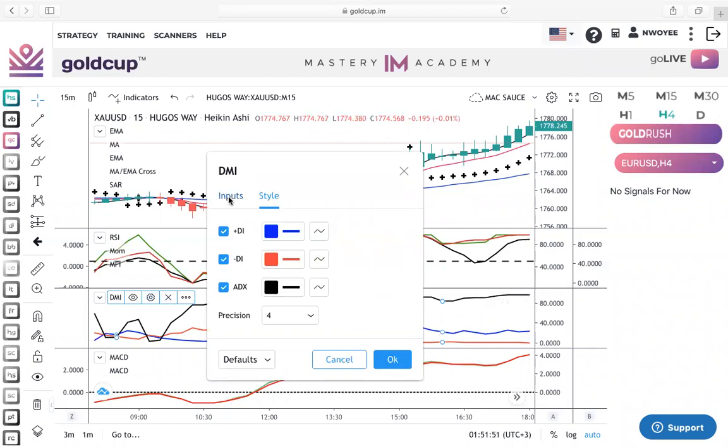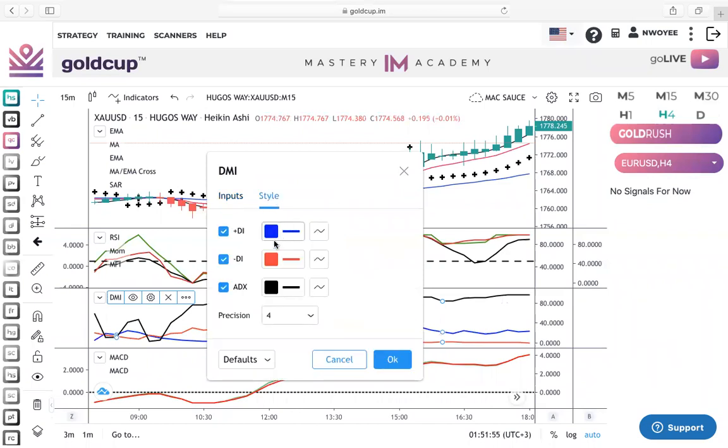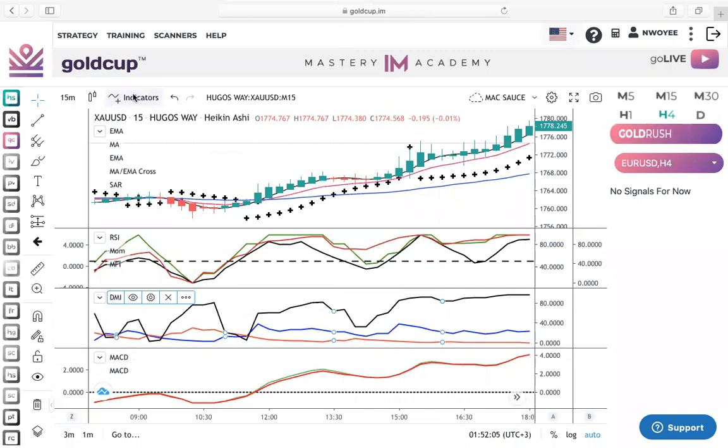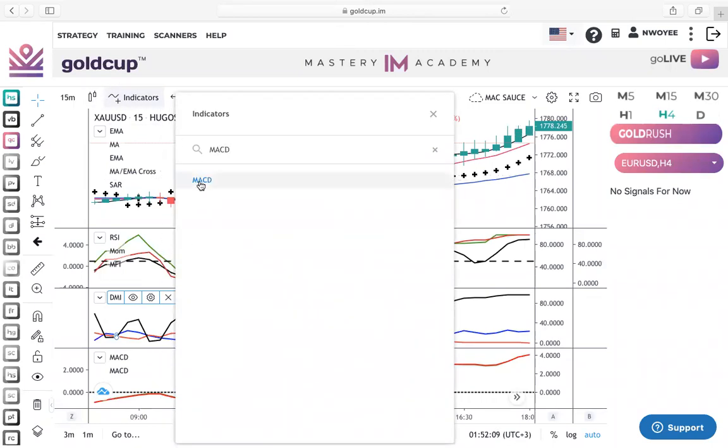Okay, so hopefully everybody has it. 5, 1 for the input, style blue, red, black, precision 4. All right, the last one is MACD. We're almost there, family. Y'all lasted. All 44 of y'all lasted.